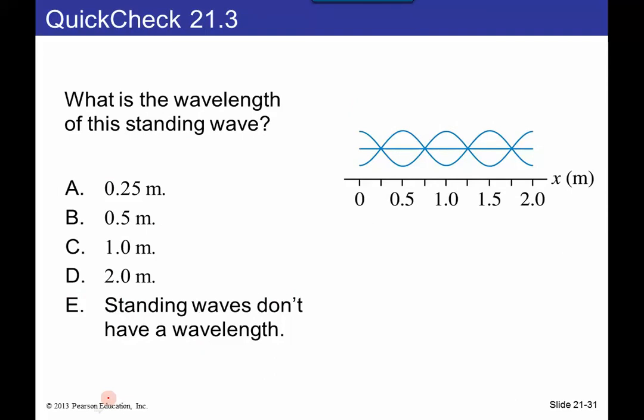Okay, what is the wavelength of this standing wave? Take a minute to answer. And the answer is 1, right? Because you go from here, say, one node, two nodes, and then from this antinode, which is 0.5, to this, it is half a wavelength. So 0.5 is half a wavelength, therefore the wavelength has to be 1 meter. Okay, thank you.